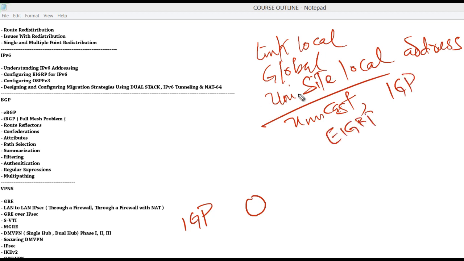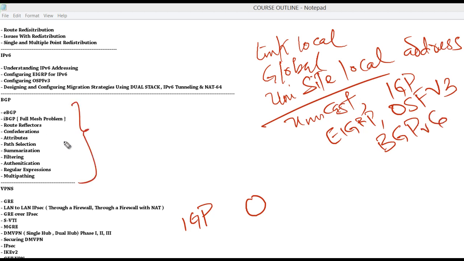Basically EIGRP will do that in IPv6 for IPv6, OSPF version 3 for IPv6. We'll look at IS-IS, we'll also look at BGP, BGP for IPv6 when we get to the BGP section. We'll do a lot for BGP, and while we'll be on BGP, I'll cover route maps and how they work.